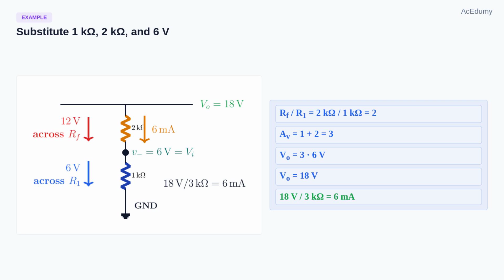As a quick check, the total divider resistance is 3 kilo ohms. 18 volts over 3 kilo ohms gives 6 milliamps. That current through R1, 1 kilo ohm, gives 6 volts at the minus node, matching the input.